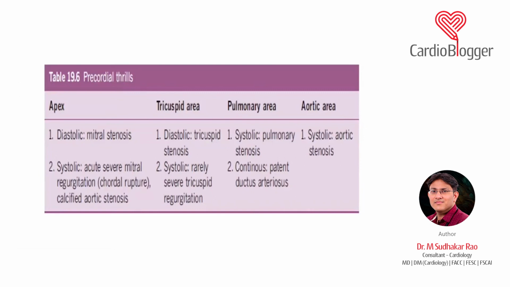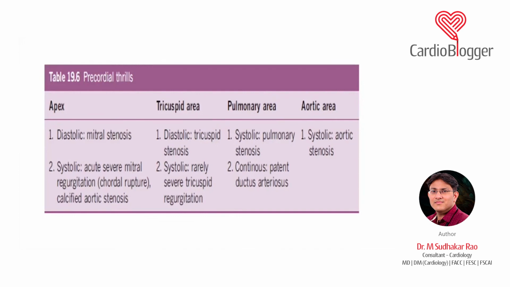You should always time it with the cardiac cycle. And the diastolic thrill of mitral stenosis is much more common than a systolic thrill of mitral regurgitation. However, in acute severe MR, due to chordal rupture, you may still get a thrill at the apex and at the base of the heart, but you should always suspect that the patient may have an AS, and always look for other findings of the aortic stenosis.